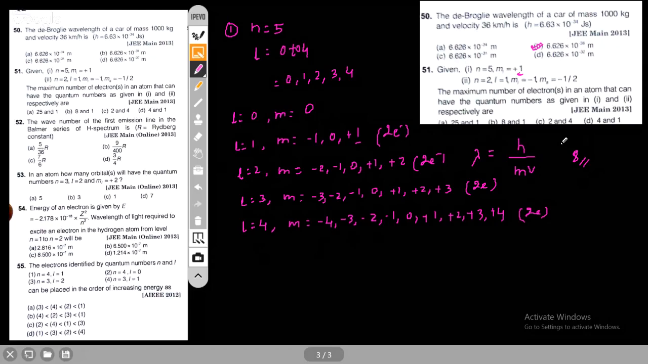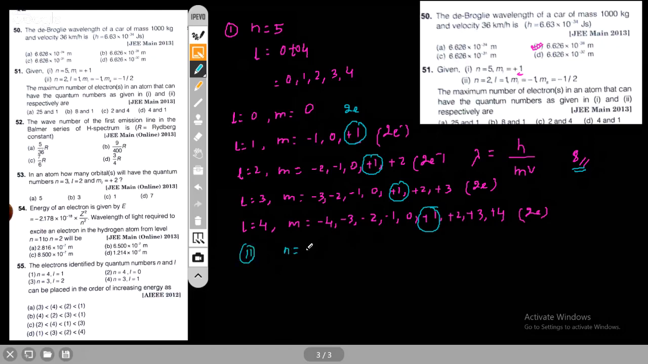So we have to only check for the orbital which has +1 m value. So for all these possible values, we have to select only +1, right? So here we have +1, +1, +1, and +1. And each of these orbitals can have 2 electrons, so 2 into 4, 8 electrons possible, right? What about the second one similarly?